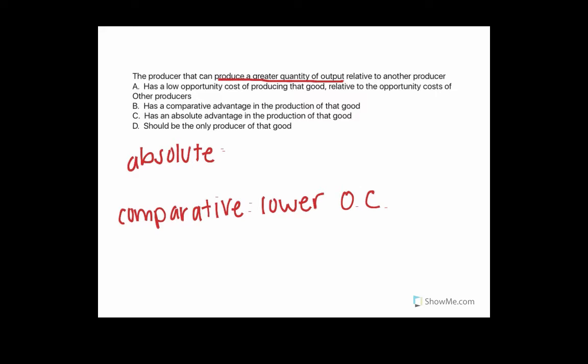When we look at absolute advantage, we're talking purely about quantities. So who can make more of one good? So if a country can make 100 more of one good over the other country, it doesn't necessarily matter how cheaply they're creating it, we're just focused on the fact that they can make more. And so this idea of producing a greater quantity of output relative to another producer is the definition of absolute advantage in the production of that good.